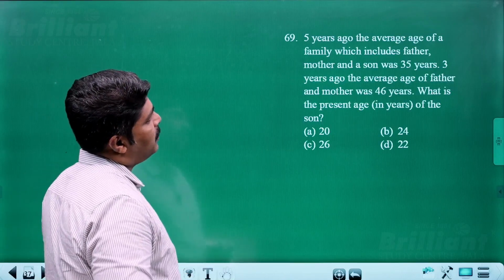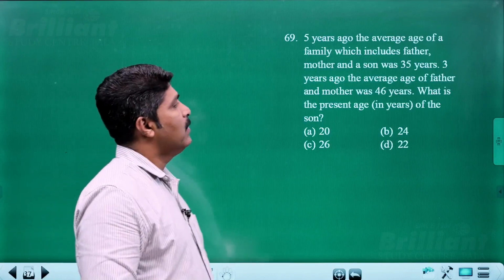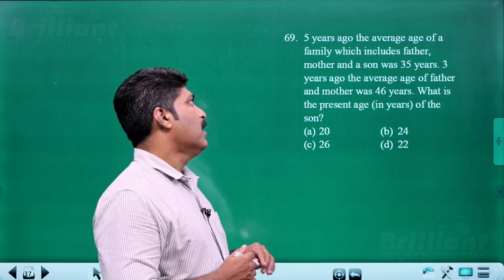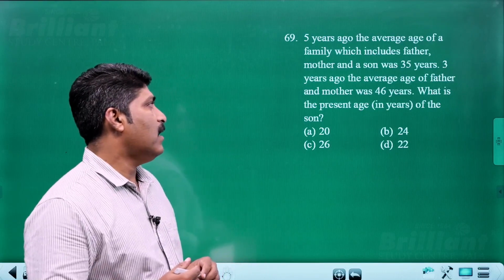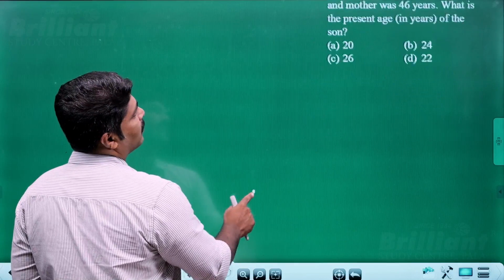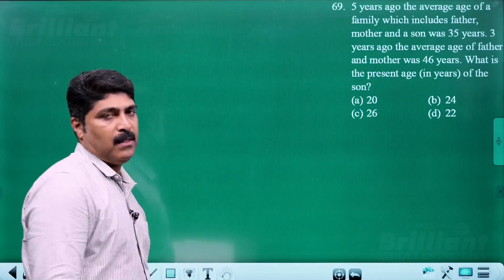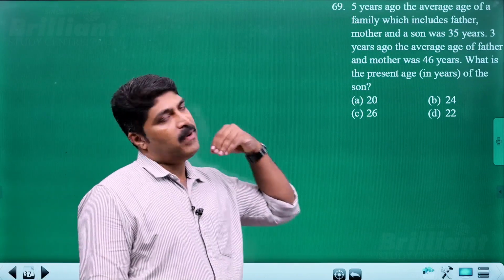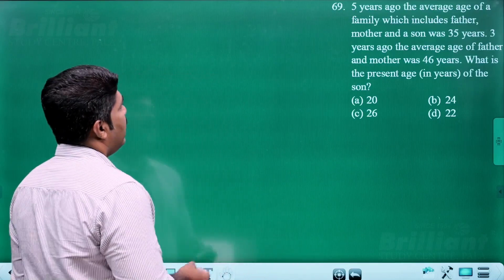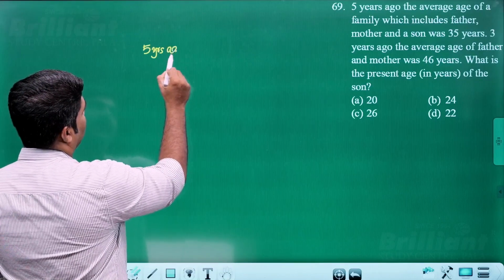5 years ago, the average age of a family, which includes father, mother, and a son, was 35 years. 3 years ago, the average age of the father and mother was 46 years. What is the present age in years of the son? It's a bit tricky question. Because various periods are given, you have to do the operation carefully. You can catch the answer with the help of the average operation itself instead of considering the total.